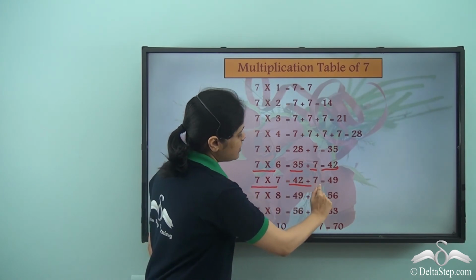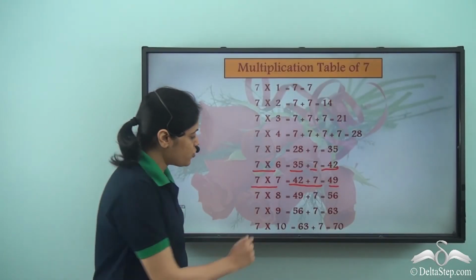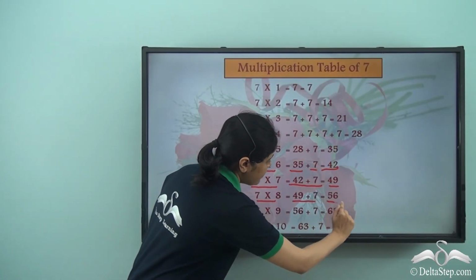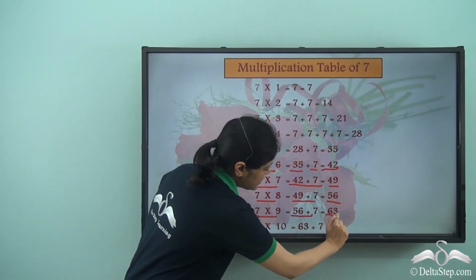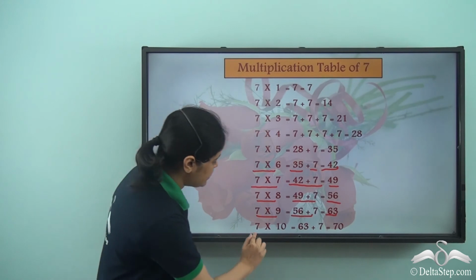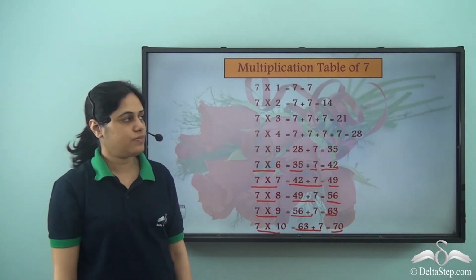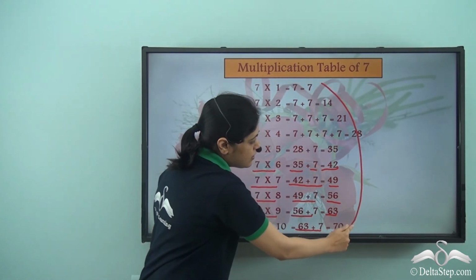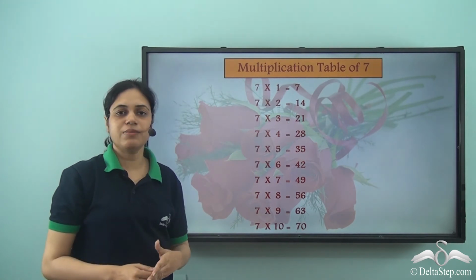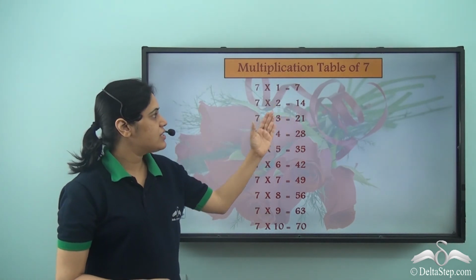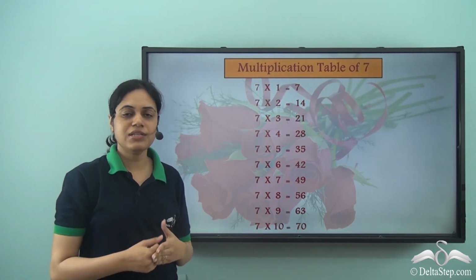7 into 7 is 42 plus 7, which is 49. 7 into 8 is 49 plus 7, which is 56. 7 into 9 is 56 plus 7, which is 63. And 7 into 10 is 63 plus 7, which is 70. Now we need only this. So this is the multiplication table of 7. 7 into 1 is 7, 7 into 2 is 14, till 7 into 10 is 70.